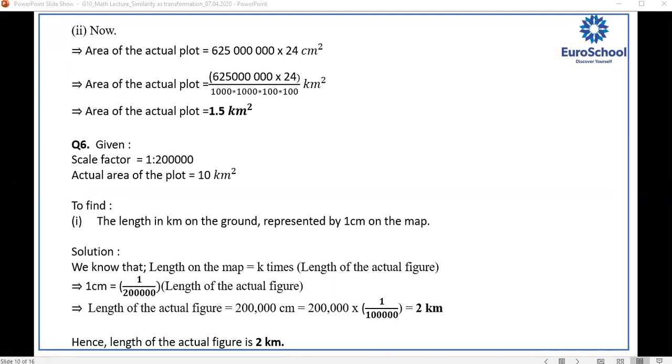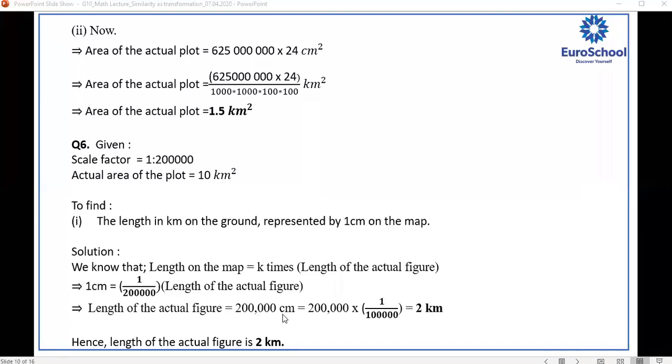Same formula: length on map is equal to k times length of the actual figure. So length on map is 1 centimeter, which equals 1 upon 2 lakh into length of the actual figure. So the length of the actual figure is 1 into 2 lakh, that is 2 lakh centimeters, which is nothing but equals 2 kilometers. 2 kilometers. How did we do it?